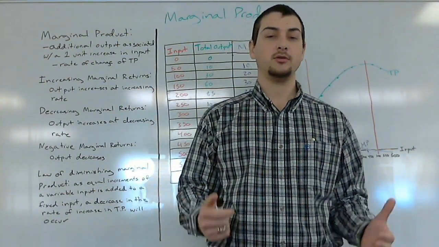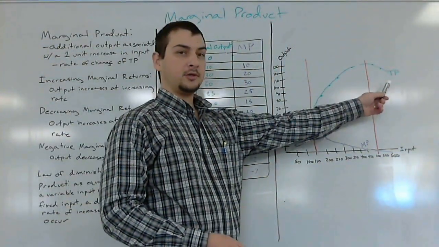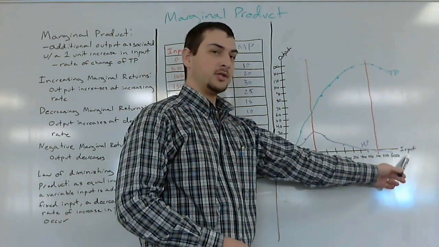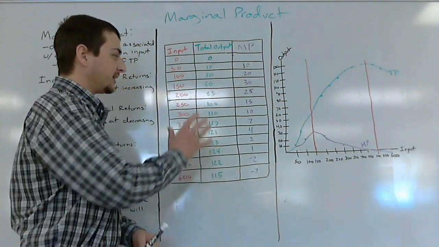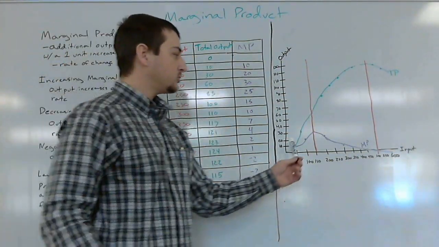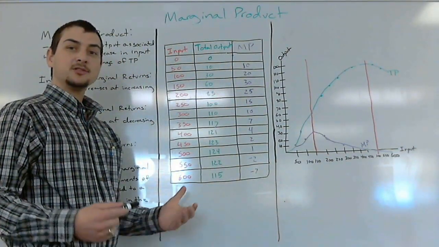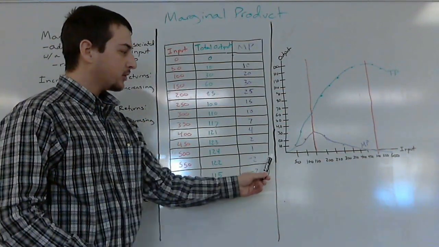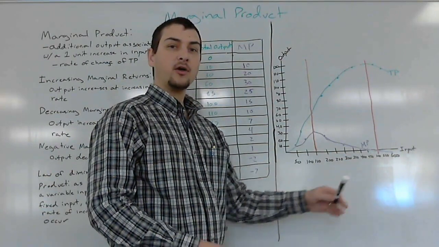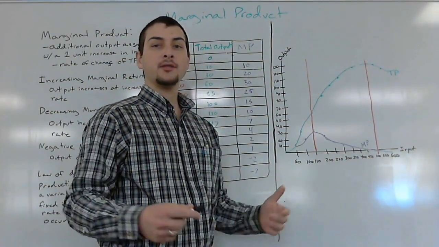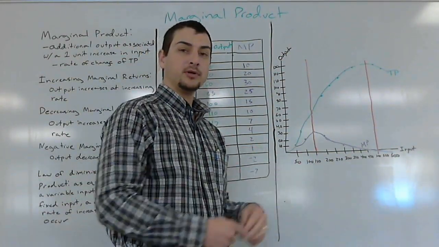So the first thing that we do, just like we did in the last video, is we draw our total product model. Again, we have our graph where input is on the horizontal axis and output is on the vertical axis. Then we take this data that we have right here and we draw our total product line. The next thing that we do is draw our marginal product line. That marginal product line is drawn in this purple. And as you can see, it's a lot further down on this graph because it's showing the change off of each additional amount of inputs.